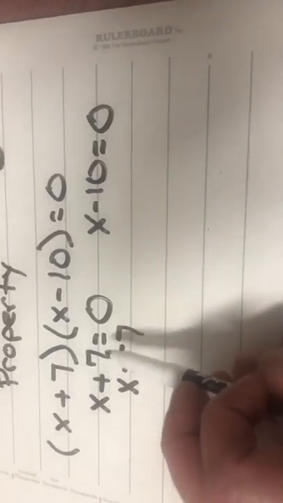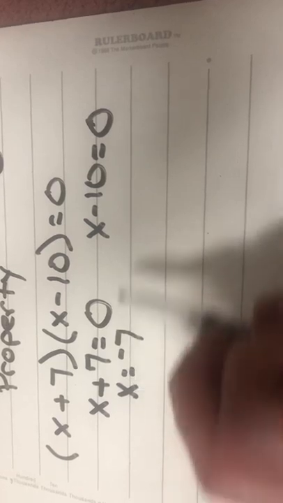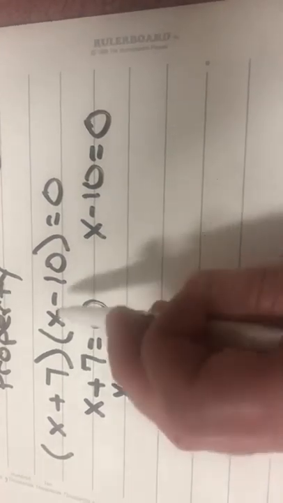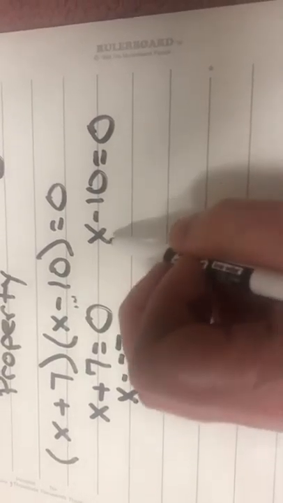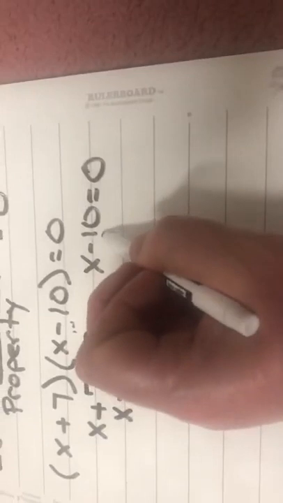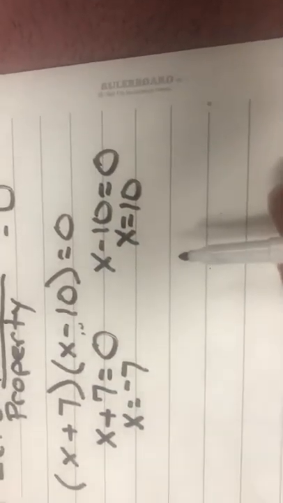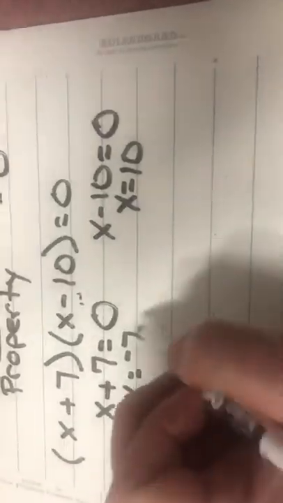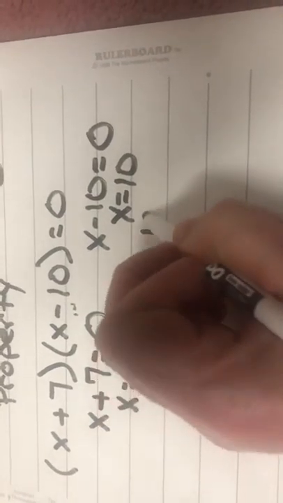So if I do x plus 7 equals 0, then that means that x could be negative 7. But I also can get another value because it could be this number that equals 0. x minus 10 equals 0. To isolate x, I'm going to add 10 to both sides. And that's going to tell me that x equals 10. My final answer would be x equals negative 7 or 10. Either one. Let's look at one more.